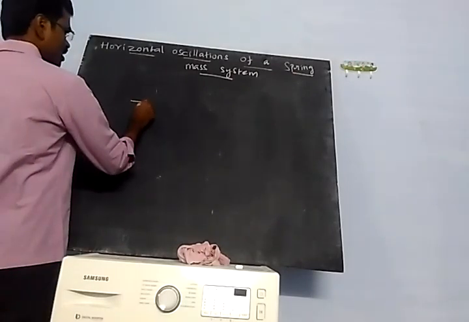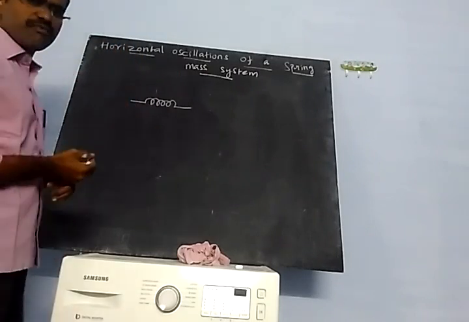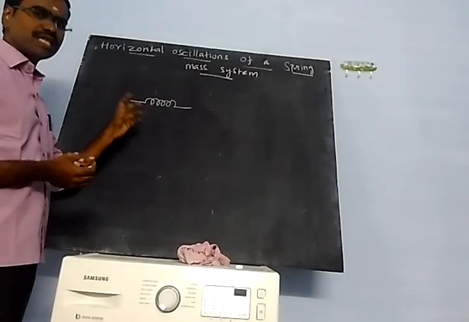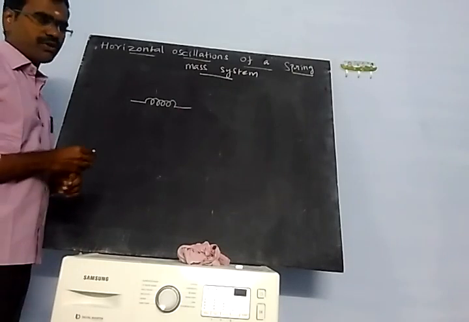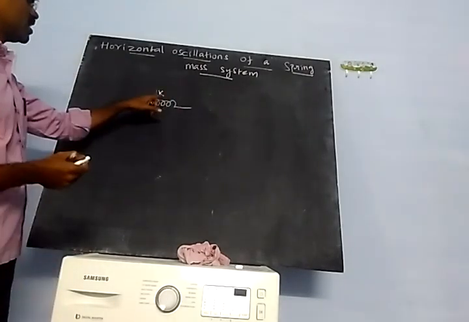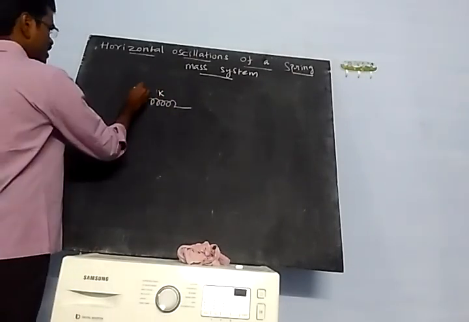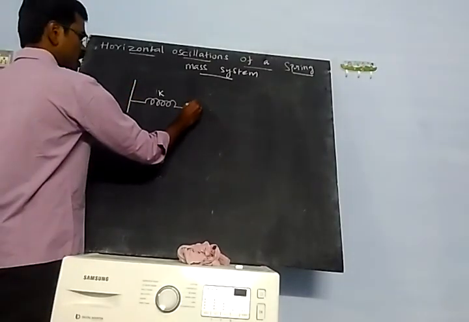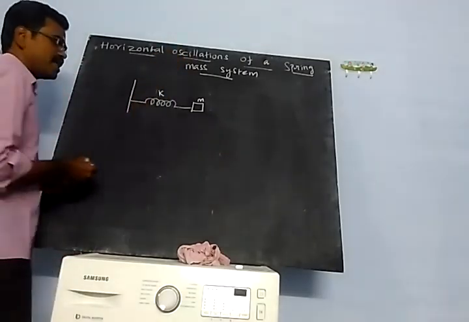Consider one massless spring. It is a frictionless spring. That spring constant is K. One end is fixed, and the other end is attached to one mass. That mass is M.